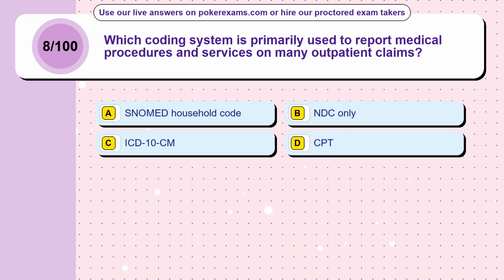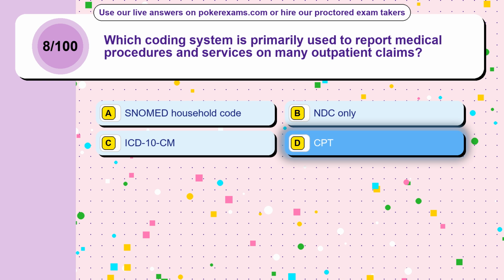Question 8. Which coding system is primarily used to report medical procedures and services on many outpatient claims? Option A. SNOMED Household Code. Option B. NDC only. Option C. ICD-10-CM. Option D. CPT. The correct answer is option D.